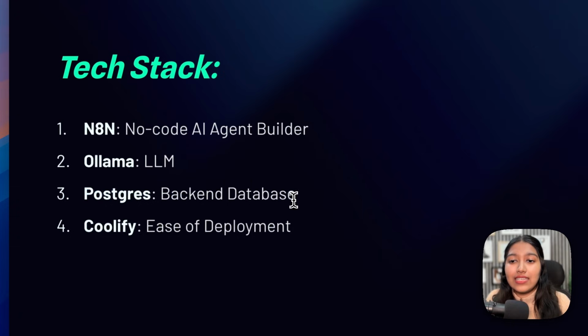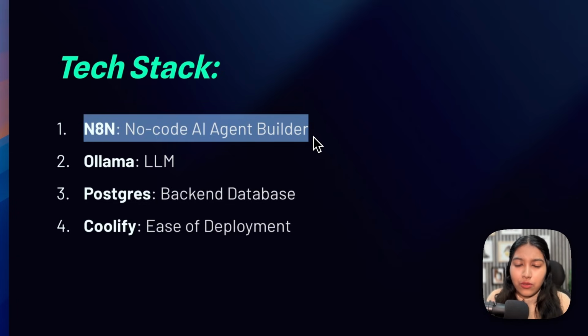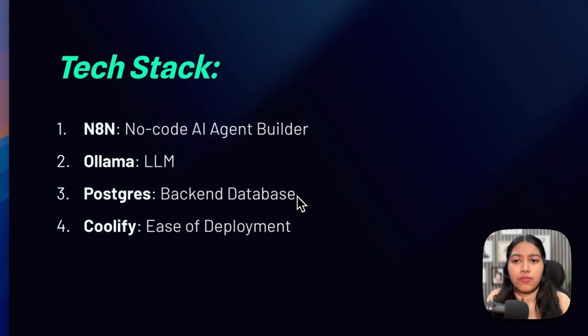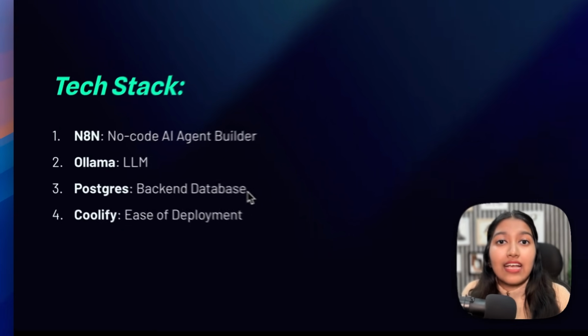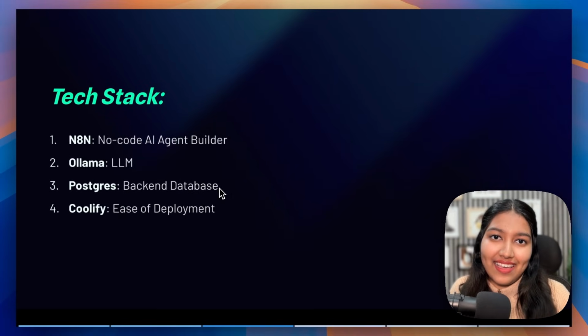The third one on the list is going to be Postgres. This is going to act as a backend database for us, which is also going to store our N8N workflows and stuff like that. And apart from that, it's also going to act as a memory holder for our AI agent.